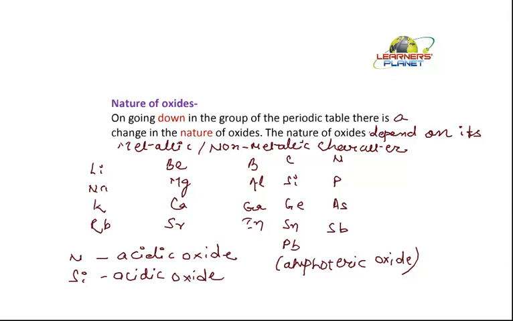So first of all, for finding out the nature of oxides, you need to predict whether the element is a non-metal or a metal. Okay? So if it is a metal, it will form basic oxide, and on the non-metal side, it will form acidic as well as amphoteric oxides, based on whether it is a metal or a non-metal. Like in your halogen group, fluorine, chlorine, bromine, iodine, all will form acidic oxides.